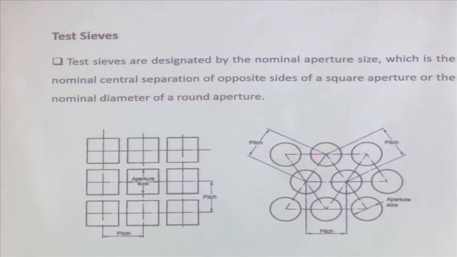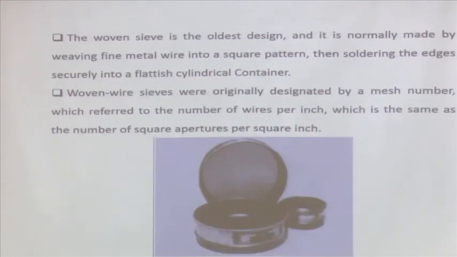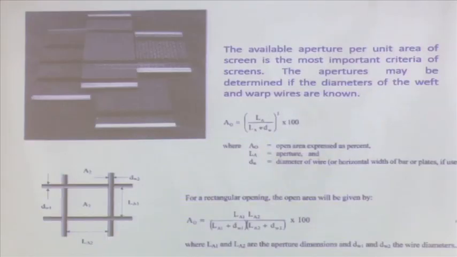These different test sieves are designated by the nominal aperture size, which is the nominal central separation of opposite sides of a square aperture, or the nominal diameter of a round aperture. So that is basically the maximum dimension of the aperture for this type of geometry, or the diameter for the round geometry. Why do you need that? Because if my particle is falling in that direction, it may pass through the maximum dimension of the aperture. So what is the minimum dimension or maximum dimension? I am talking about the aperture when it is not spherical, and that is also very important to know. Now, these are some pictures of that.